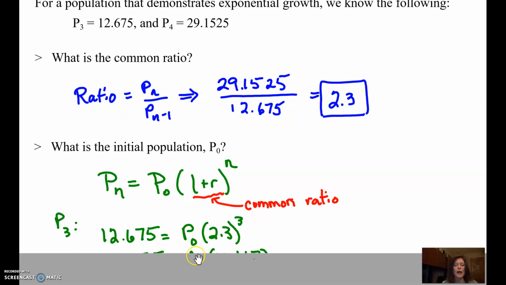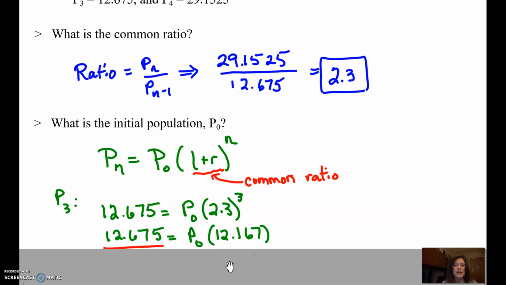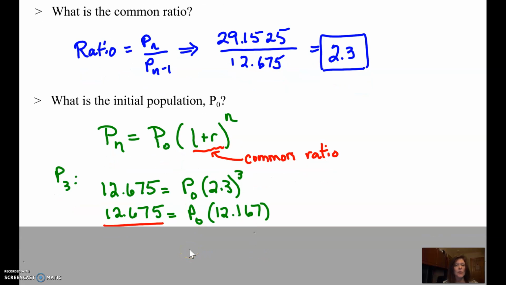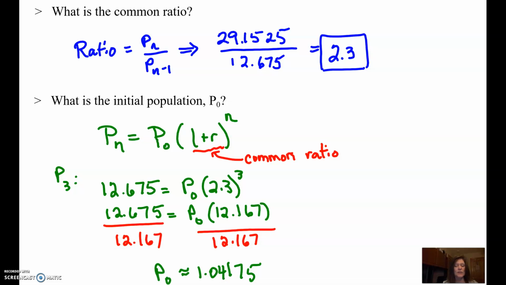12.675. So I can go ahead and take on the right-hand side 2.3 cubed, times itself 3 times, and come up with 12.167. And then to find P sub 0, we would go ahead and divide and get our final answer of initial population of 1.04175. So we're using the same formula we've used before, the explicit formula for exponential growth. We're just plugging in different information and solving for different things.